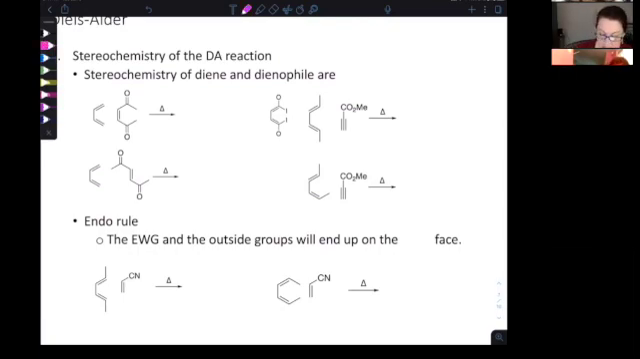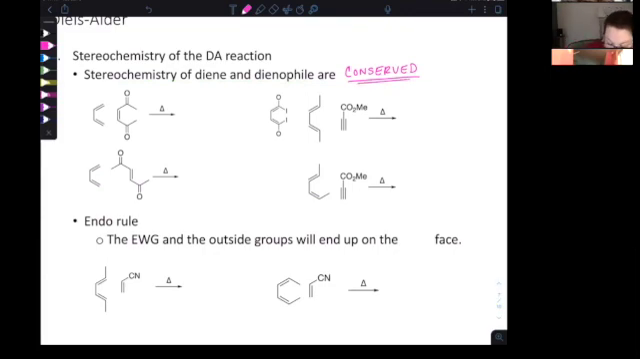First rule is this. Whatever the stereochemistry of the diene and the dienophile are will be conserved. So the stereochemistry of the diene and dienophile are conserved. Okay, what does that mean?